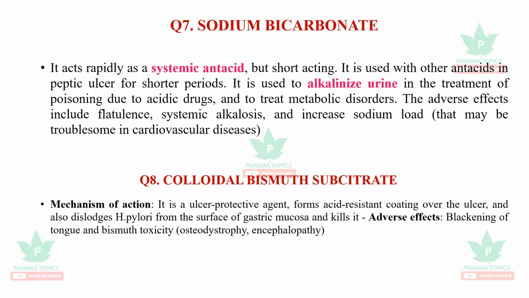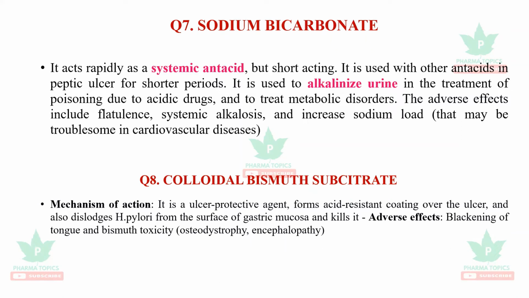The seventh question: they may ask a very short note on sodium bicarbonate. It is a rapidly acting systemic antacid, but it is short acting. It's not widely used as an antacid for peptic ulcer disease. It is used to alkalinize urine in treatment of poisoning due to acidic drugs and to treat metabolic disorders. The adverse effects include flatulence, systemic alkalosis, and increased sodium load that may be troublesome in cardiovascular patients.